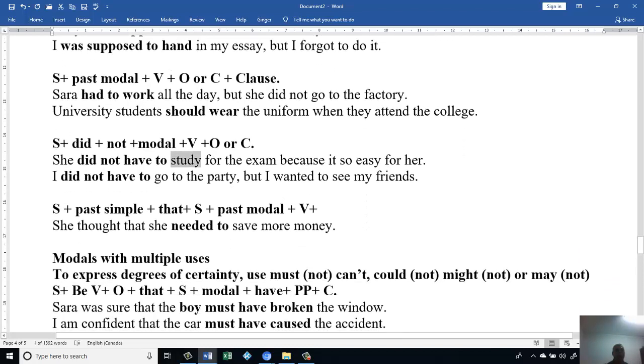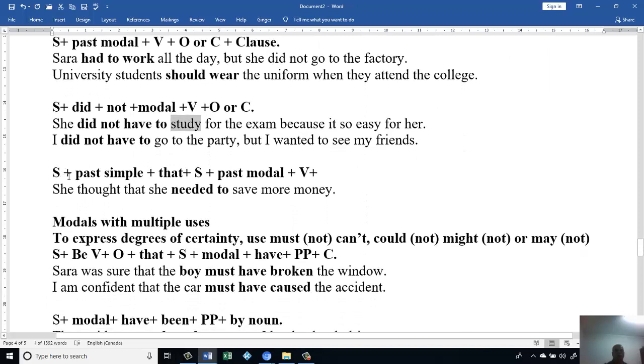Sometimes we have sentences like this: subject, past simple, then have, that, then subject, then past modal. For example, she thought that she needed to. Then here the modal is going to be in the past, save more money.